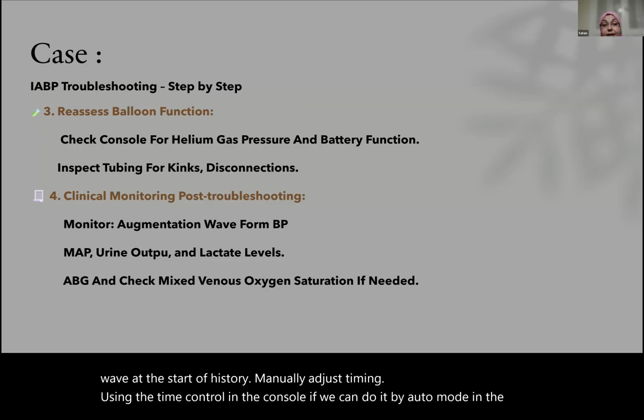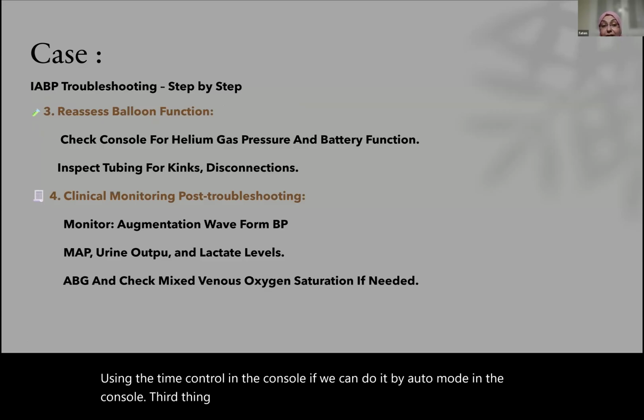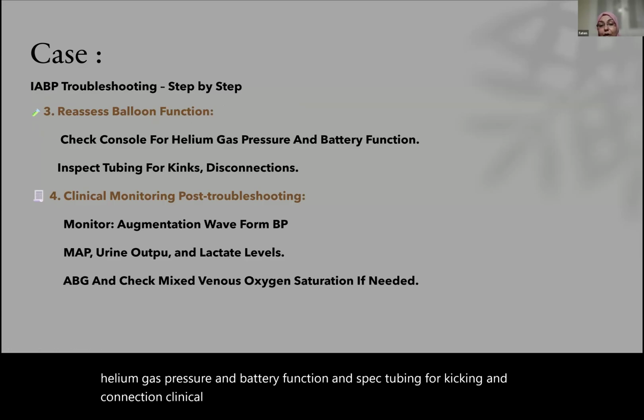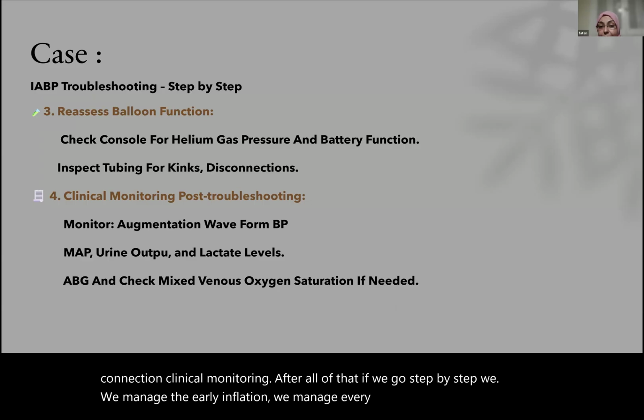Third thing, assess balloon function. We should check the console for helium gas pressure and battery function. Inspect tubing for kinking and disconnection. Then clinical monitoring. After all of that, if we go step by step, we manage the early inflation. We manage every step. There is no helium problem. There is no kinking, nothing.